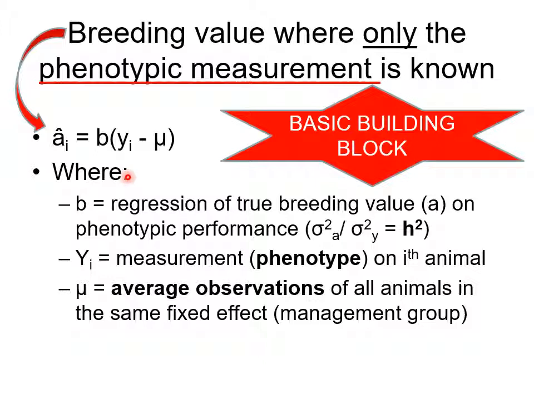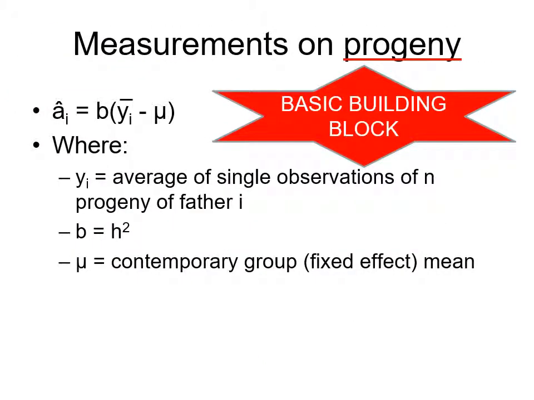So you need to know a few things. You need to have an observation. You need to have your groups well defined. You also need to know what the heritability is. Otherwise, you can't even start with a prediction of breeding values. Good.